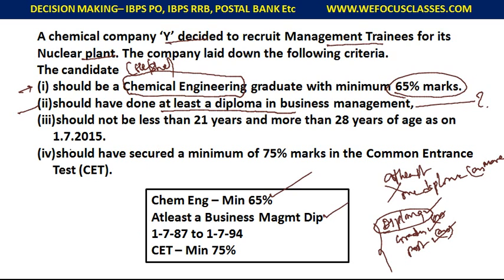Okay. Then what is the third condition given to us? Should not be less than 21 years and more than 28 years of age. So his age must be between 21 to 28 years of age. So friends, whenever this kind of information is given, the age is calculated on 1/7/2015. It is very clearly mentioned the age is calculated on 1/7/2015.